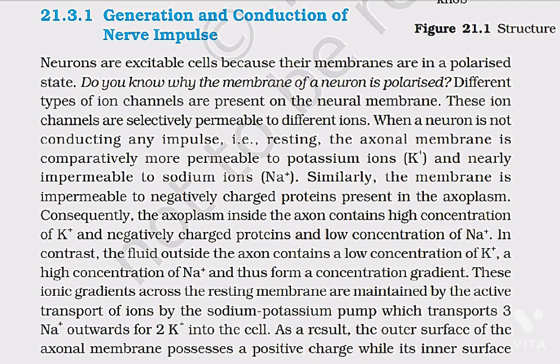21.3.1 Generation and conduction of nerve impulse. Neurons are excitable cells because their membranes are in a polarized state. Do you know why the membrane of a neuron is polarized? Different types of ion channels are present on the neural membrane. These ion channels are selectively permeable to different ions.